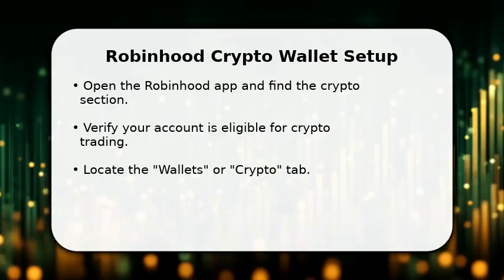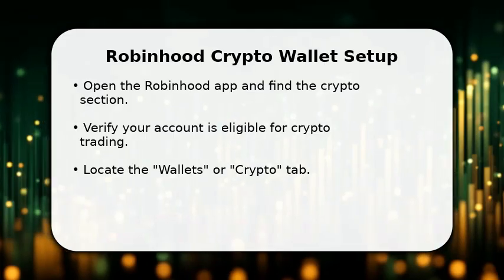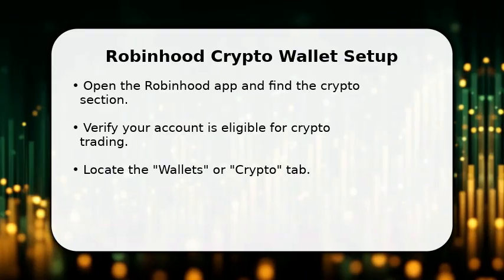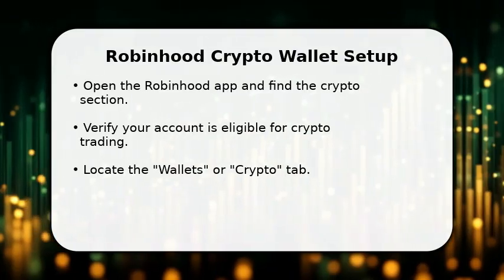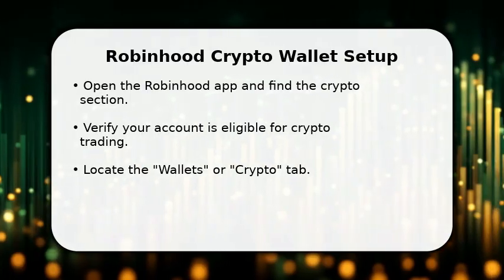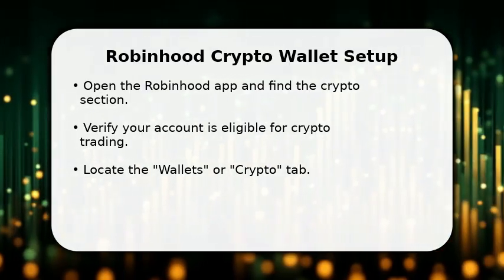In this video, I will explain how to set up your Robinhood crypto wallet. First, open the Robinhood application on your mobile device. Navigate to the crypto section, usually found on the home screen or through the menu. Ensure your account is fully verified and eligible for crypto trading.